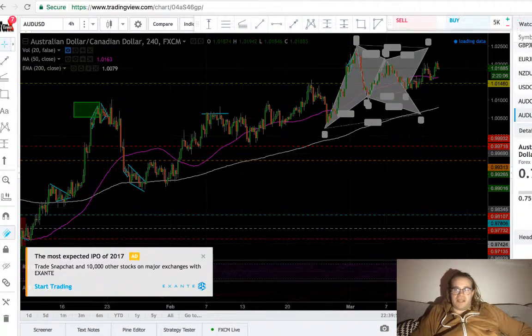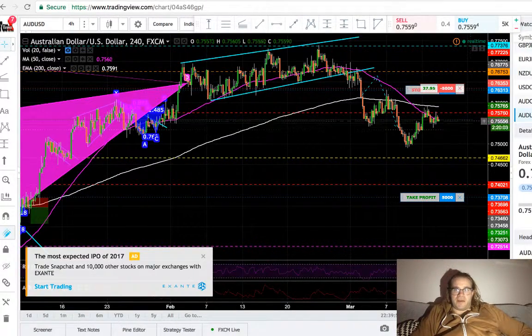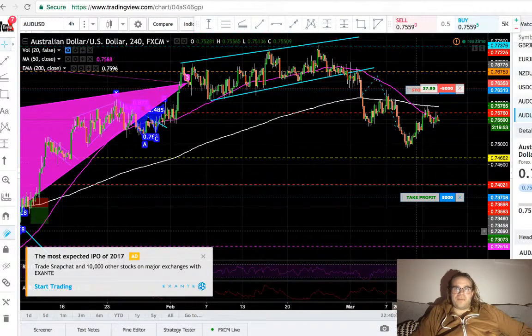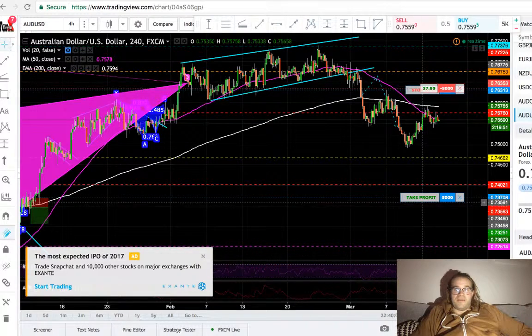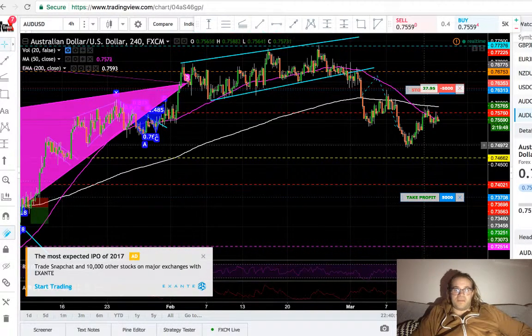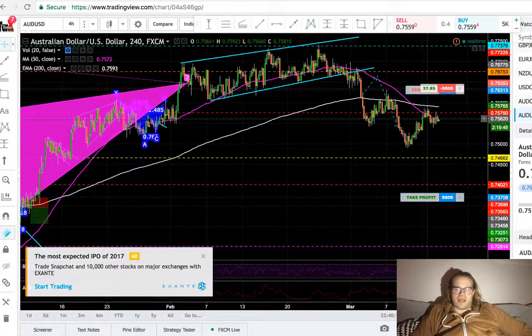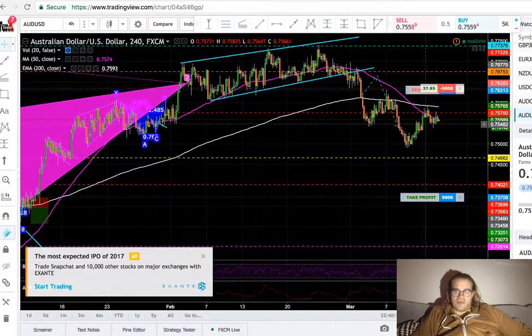And finally, the Aussie dollar here, which we are involved with. I have moved the stops to break even. So hopefully here's the take profit. Here's our green zone. So we're not gonna be losing on this trade. Worst thing is break even. So hopefully we're gonna plummet here.